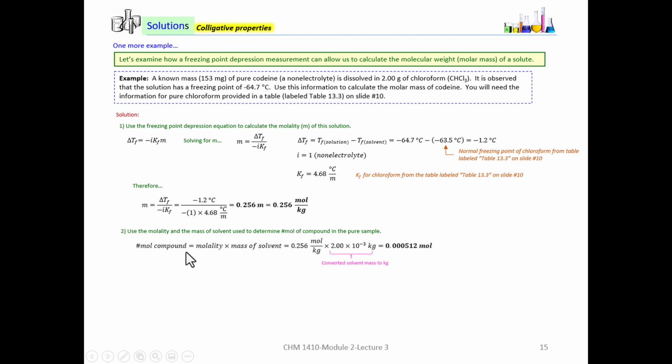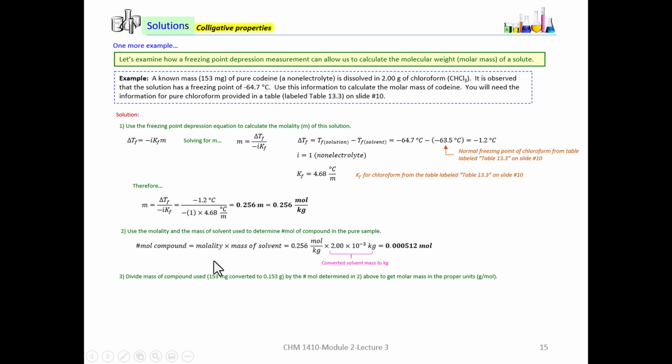How do we do that? The number of moles of compound we can find by taking the molality, 0.256 moles per kilogram, and multiplying by the number of kilograms of solvent. And we can get that by taking 2 grams and converting to kilograms for the mass of chloroform. If we do that, the kilograms cancel and we're left with 0.000512 moles. That would be moles of codeine. So now we have moles of codeine. What are we going to do with that?